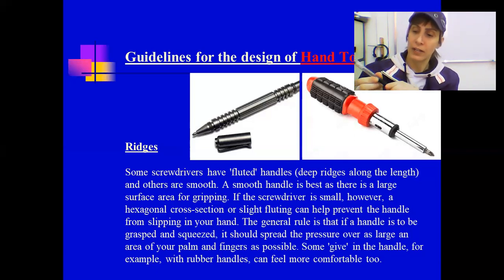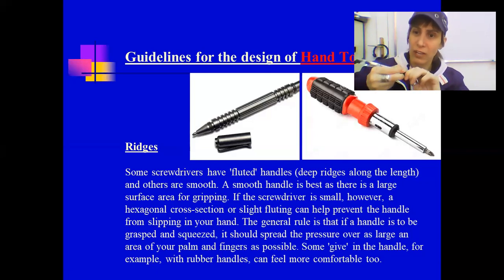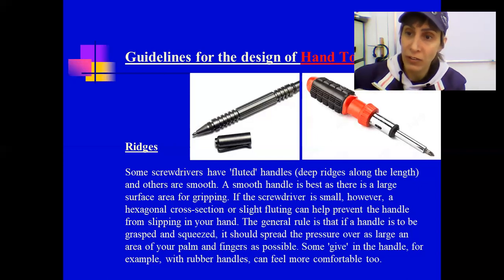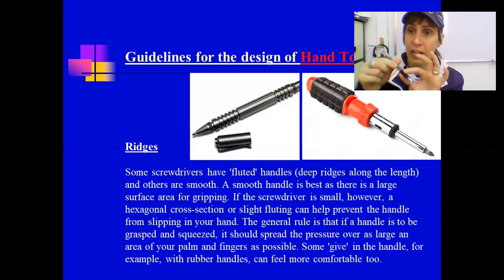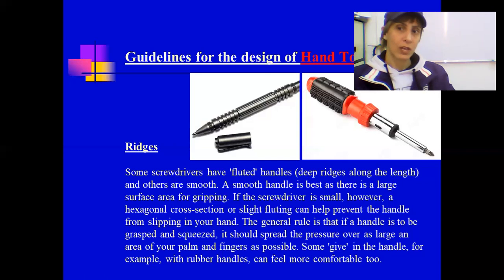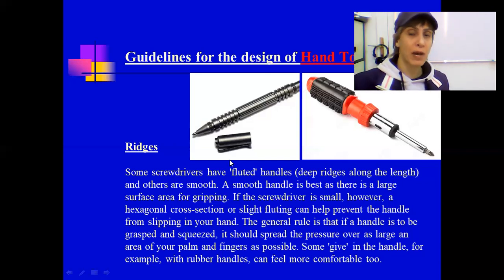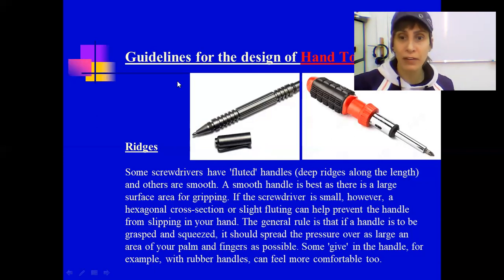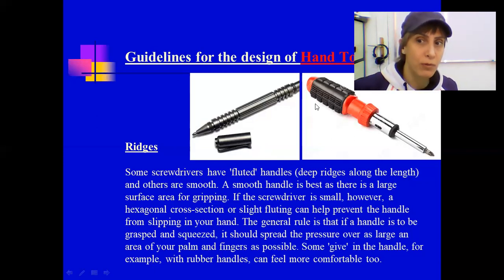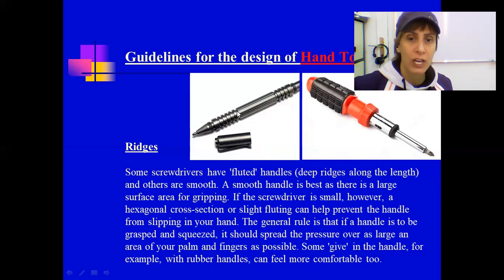Now, the ridges also help. If there are ridges, I cannot rotate it easily because of the design of the ridges here. If there are no ridges, like a smooth surface, it will be very easy to rotate. So what is the tool? What is the grip? How much strength? How to use it? What tasks to perform? All of these things matter for you to decide what type of ridges you need, what cross section, where to put them. All of these decisions have to be made.